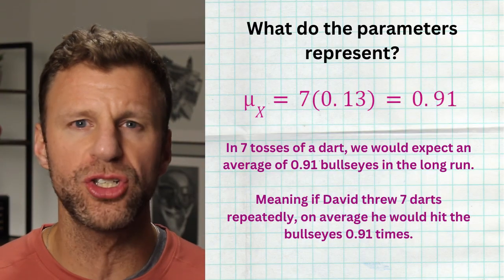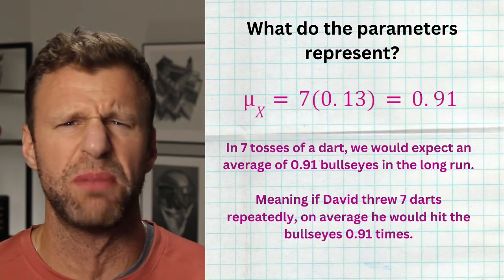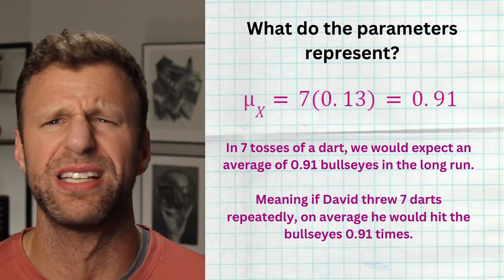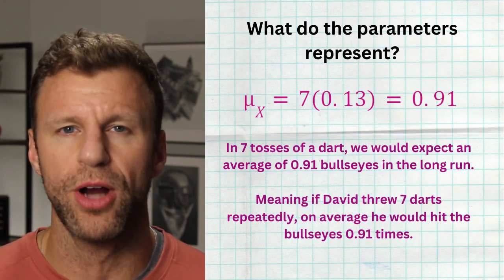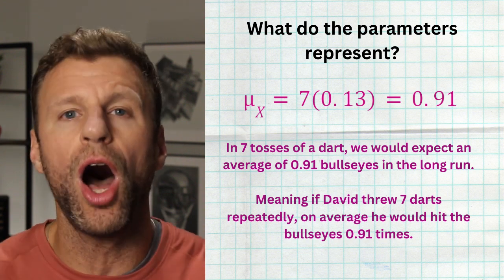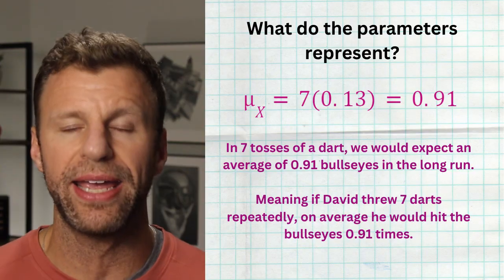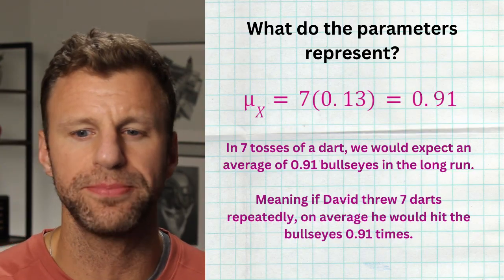Now, this is all in the long run, right? In any one trial of throwing 7 darts, he's going to make 0, 1, 2, 3, 4, 5, 6, or 7. He's never going to make 0.91 bullseye. That doesn't even make sense. That's because this is a mean. So if David were to repeatedly throw 7 darts, on average, he would make 0.91 bullseyes in the long run.